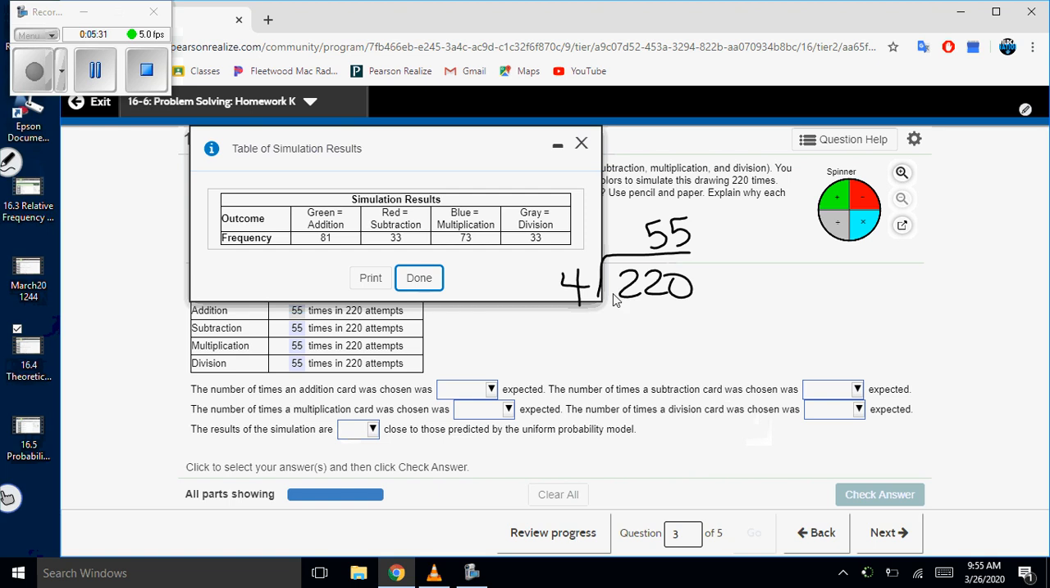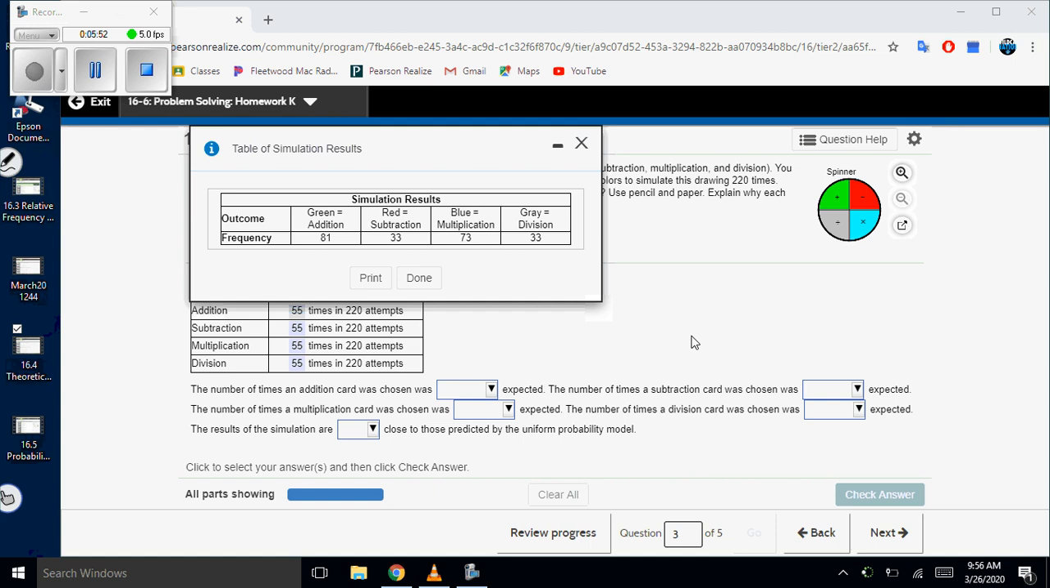So in our simulation, as you can see here, we have green, we spun it 81 times, red 33 times, blue 73 times, and gray, which represents division, 33 times. So we are running a big gamut there. I got to believe this is not going to be very accurate in terms of the comparison.